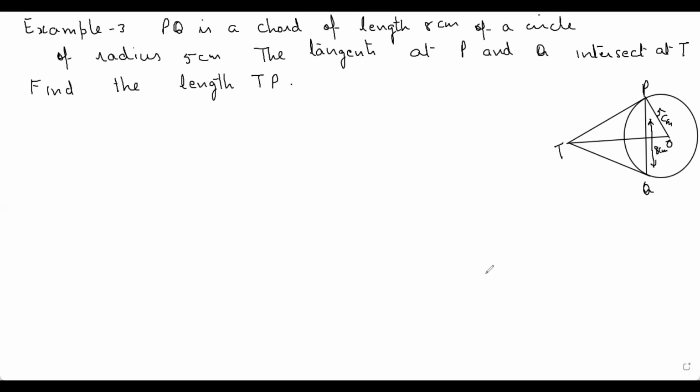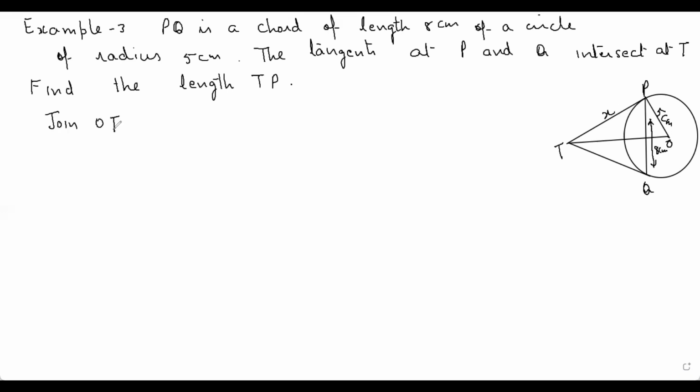Now this is example 3. Now the question is, PQ is a chord of length 8 centimeter of a circle of radius 5 centimeter. The tangents at P and Q intersect at T. Find the length TP. OP is the radius, which is 5 centimeter. TP and TQ are the tangents. We are to find this length TP. Let this be X.